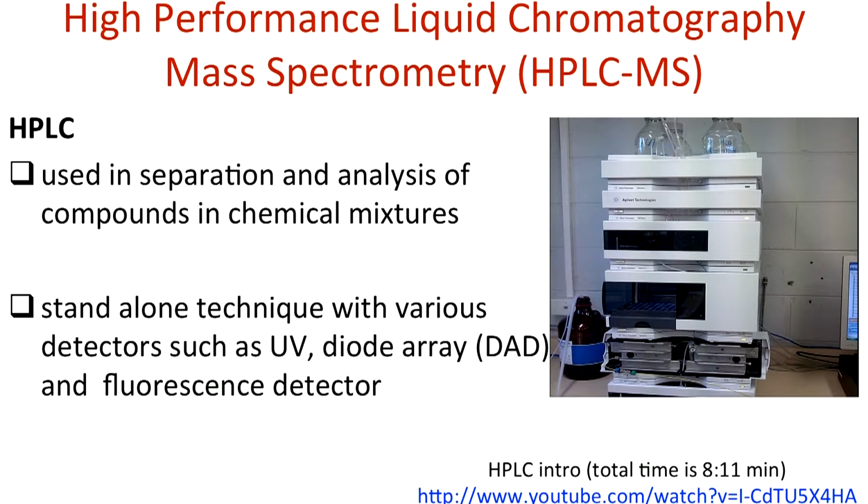We move to another very common instrument that's used for organic analysis, and this is called high performance liquid chromatography mass spectrometry. So this is also a separation technique, and HPLC alone is used in the separation and analysis of mixtures of chemical compounds, and once again mainly organics. It is also a standalone technique with various detectors such as ultraviolet, diode array detector, and fluorescence detector.